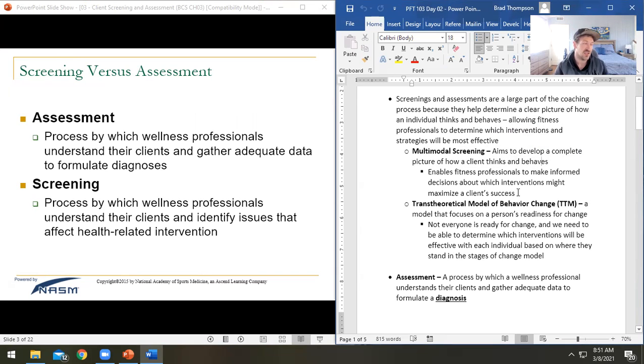So when we talk about multimodal screening, it's going to be a lot of very detailed questions about very specific things, because we're trying to understand how our client, like I said, thinks and behaves. And there's going to be an acronym that we see here in just a little bit. But that allows us to make very informed decisions about what strategies are going to be most effective for this client, right? And so that's why we have all our screenings.